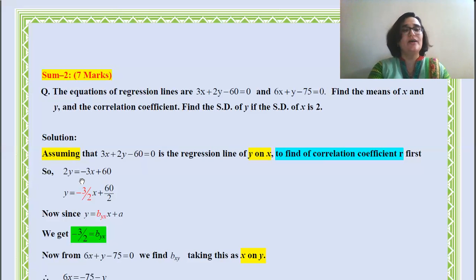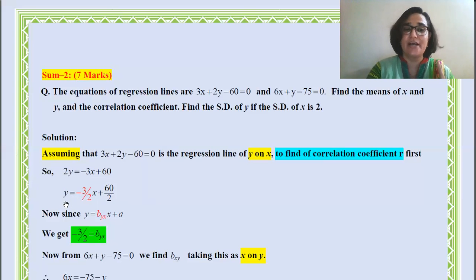2y is equal to minus 3x plus 60. Now what do we want? We want y is equal to something. This 2 is extra here, so what will we do? Dividing both the sides by 2. Very good. So the 2 cancels. So y is equal to minus 3x upon 2, plus 60 upon 2. See, minus 3x upon 2 has come, 60 upon 2 has come, correct?